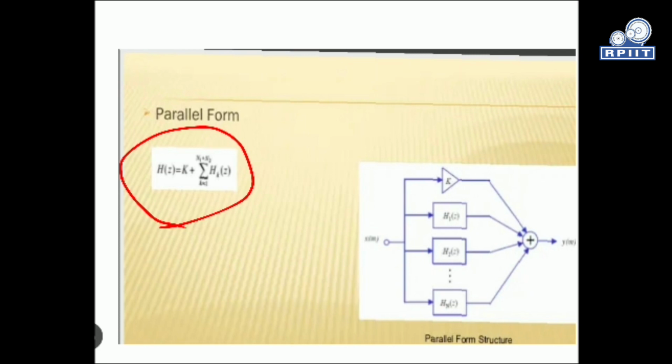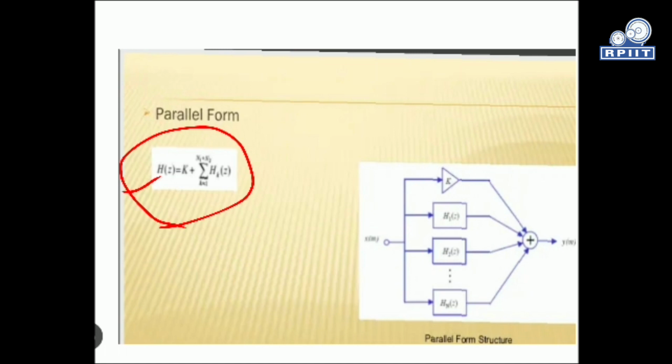One of the main factors we have to consider in the parallel structure is that we will follow the partial fraction methodology to solve our equation for the pole-zero system. So H(z) is the system transfer function, and it is given by the equation k plus the summation for k equal to 1 to N of H_k(z), right? So this is our equation.